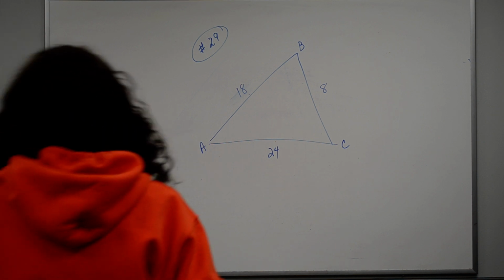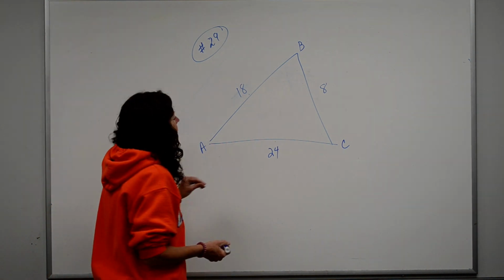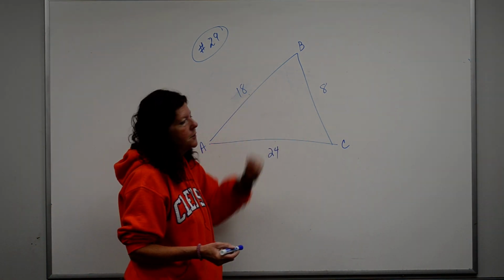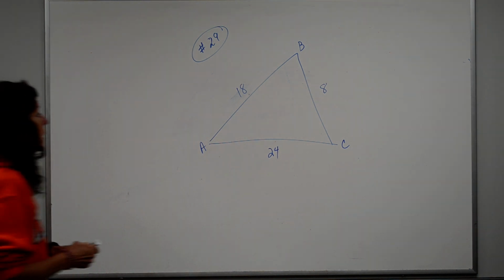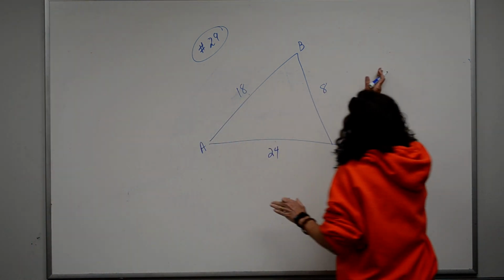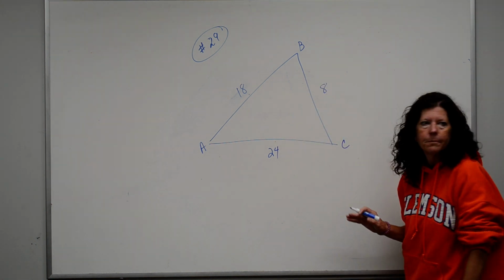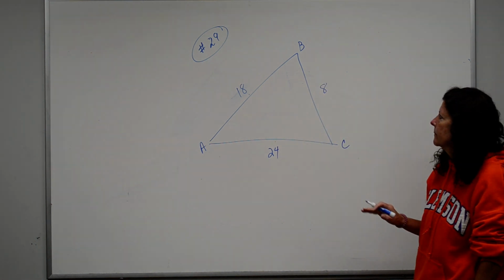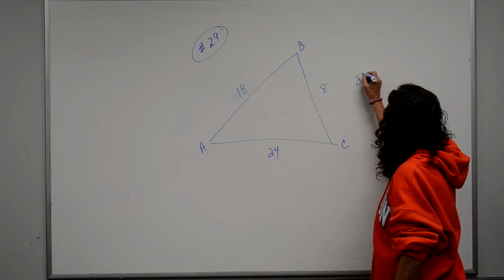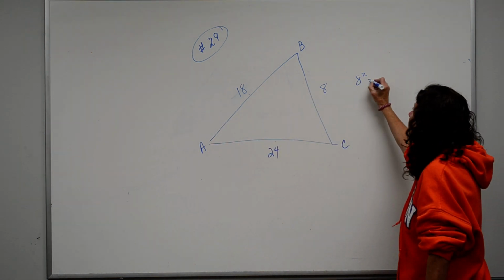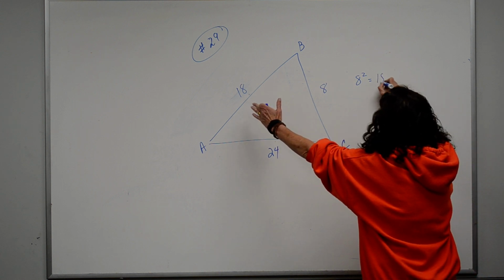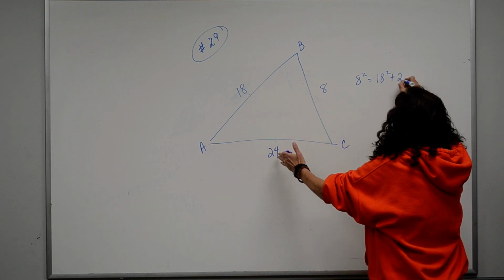All right, this is number 29, and what we're going to need to do is set up to solve for angle A. Now, angle A is your unknown, so what's going to go on the left side of your equation? 8 squared, because it's got to be the side opposite the angle that you're trying to solve for. So you have a squared, then I just go ahead and grab up the other two numbers.